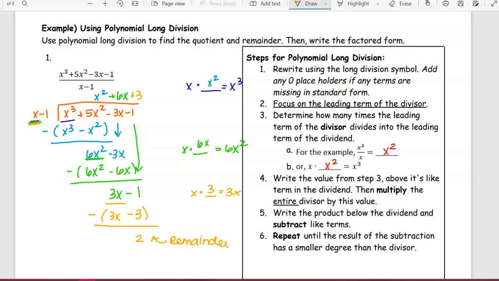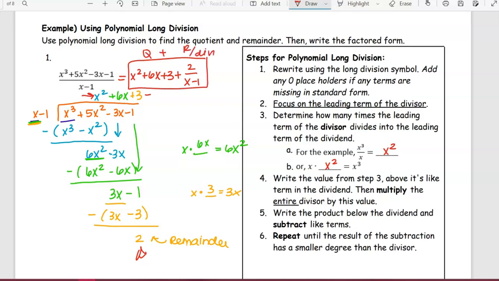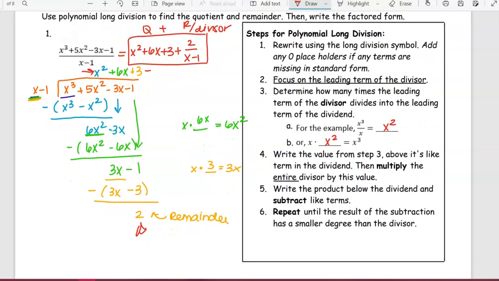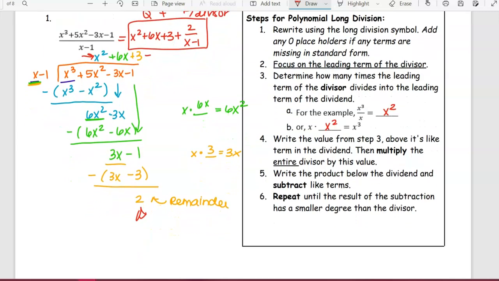And then we start all over. Again, look at that number in the front. The x, notice I never look at that other constant. X goes into the 3x. How many times? X times what gives me 3x? Has to be a 3. Notice it goes all in line. My constants are on this line. And then we multiply. 3 times x is 3x. 3 times negative 1 is negative 3. Parentheses, subtract. 3x minus 3x is 0. Negative 1 plus 3 gives me 2. There's nothing left for me to bring down, so here's my remainder.